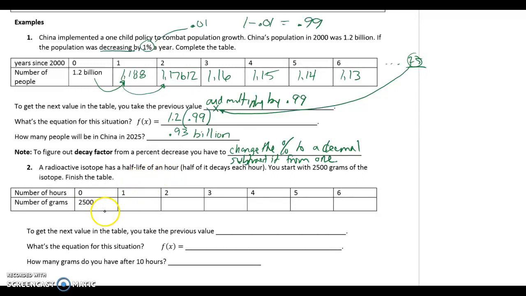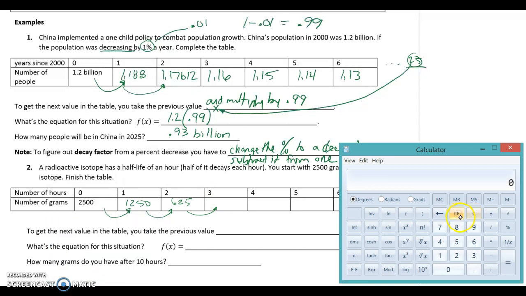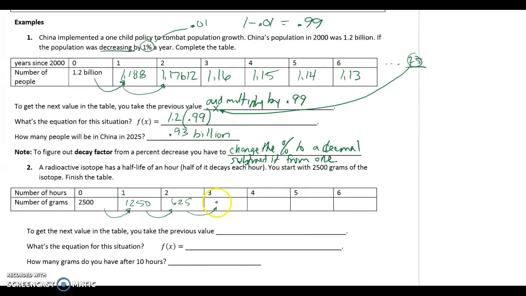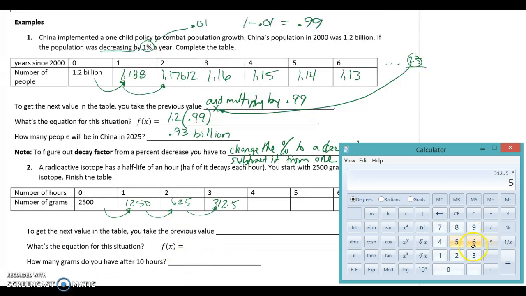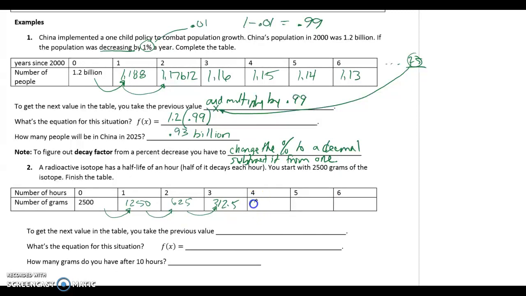Half-life of an hour. So after 1 hour, I'm going to lose half of that, which is 1,250, and so on. Keep taking half of that. That'd be 625. Taking half of that, or we can use our calculator and just continue that pattern. I'm going to multiply by 0.5 to keep getting the answer. So 312.5, and taking half of that by multiplying by 0.5, it's 156.25.